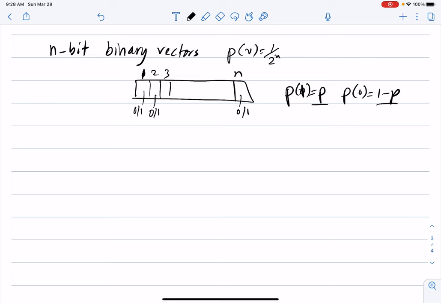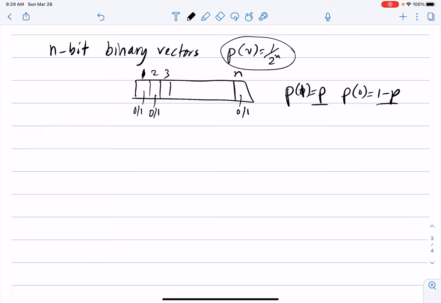So if p is 0.5, of course, 1 minus p is 0.5, but suppose I'm going to talk about a general case where we have the probability of 1 being p and probability of 0 being 1 minus p. Then of course, p of v being 1 over 2 to the n is no longer the right probability distribution. This is only for when we have 0.5 for each, when p equals 0.5.